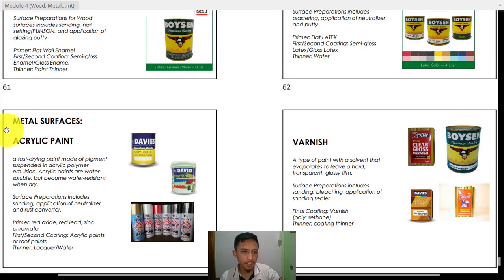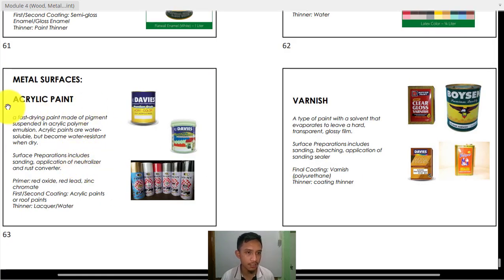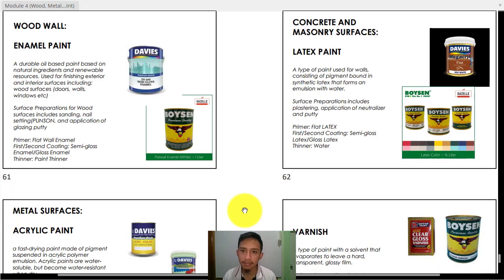For metal surfaces, we will be using a type which is acrylic paint. In this type of paint, our primer there, and by the way, what is the primer? There are stages of painting. We have what we call the first coating, second coating, and even finishing. The very first application is what we call the primer. The reason for the primer is for us to have a total connection between the final coating and the wall. So the first coating will serve as the binder of the final coating and the wall.